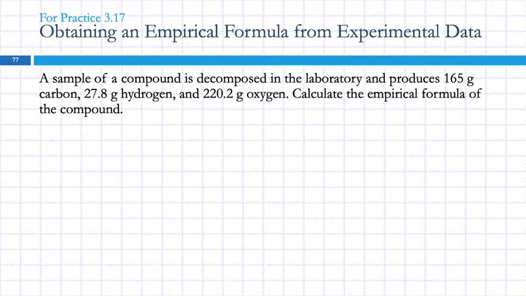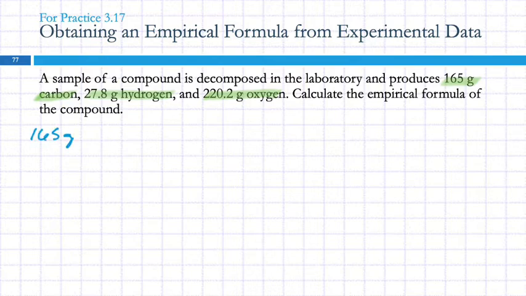Okay, let's do one. A sample of a compound is decomposed in the lab and produces 165 grams of carbon, 27.8 grams of hydrogen, and 220.2 grams of oxygen. Calculate the empirical formula of the compound. So we need the mass of each element. They gave it to us. Mass of carbon, mass of hydrogen, mass of oxygen. So we're going to write those down.